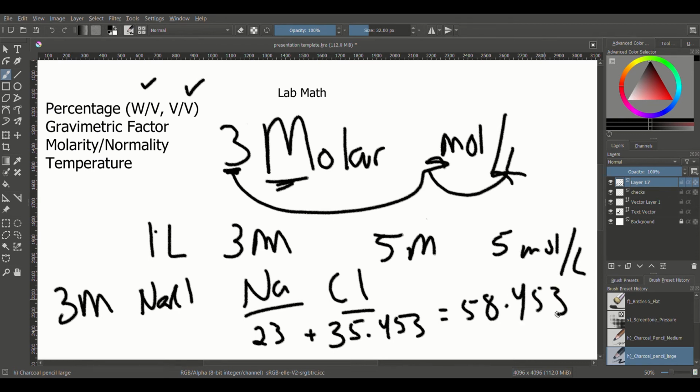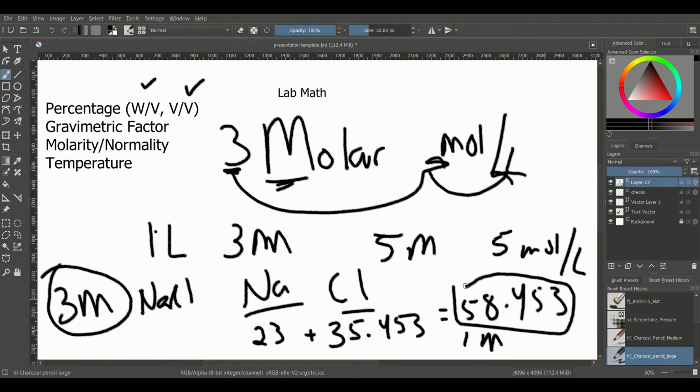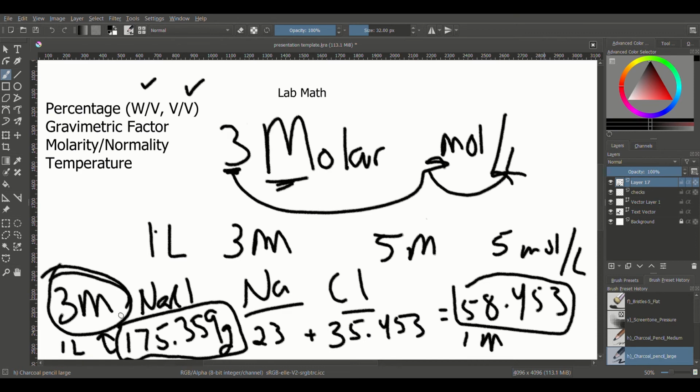So that would give us a 1 molar solution, but we need a 3 molar solution. So this should be pretty easy. We're just going to take that 58.453 and multiply it by 3. And that gives us 175.359 grams. And what that represents is how much sodium chloride by weight we would have to add to 1 liter, or actually dilute up to 1 liter of solution to get a 3 molar solution.